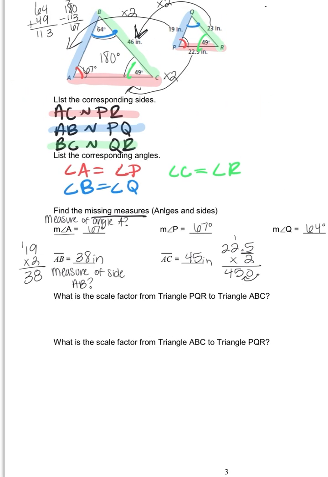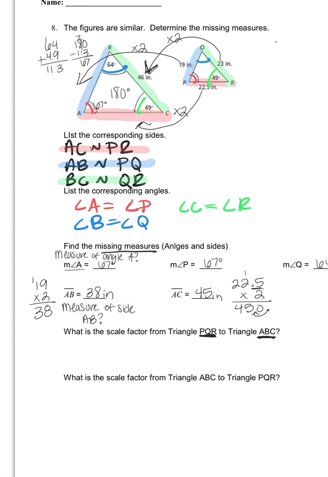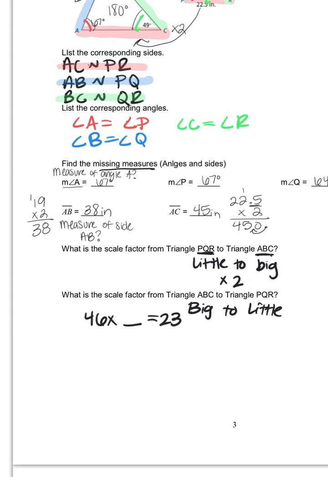Then we're getting into the question where it's asking, what is the scale factor from PQR to ABC? Well, PQR is my little shape, so I want to know, what do I do to go from little to big? Well, we've already found it out. To go from little to big is times 2. Then if I were to go backwards, I want to know, what do I multiply my big number by to get to my little number? So if I think of this in math, what do I multiply 46 by to get me to the answer of 23?